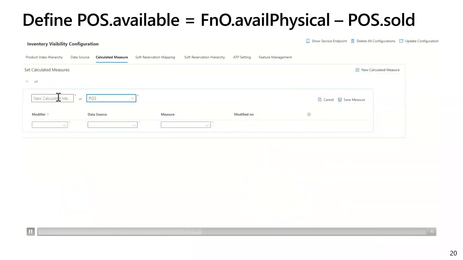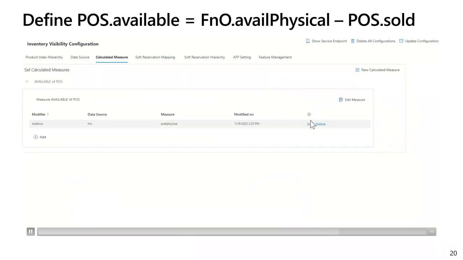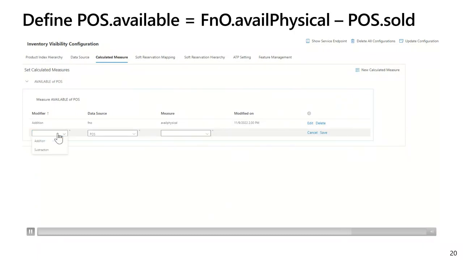To do so, we firstly need to specify which data source we want to put this calculated measure in, and then define a new name for it. After that, we select the modifier, whether it's an addition or subtraction operation, and specify the data source and a physical measure under the data source correspondingly. We click Save the measure and the Add button to add a new modifier and calculated measure below the existing definitions.